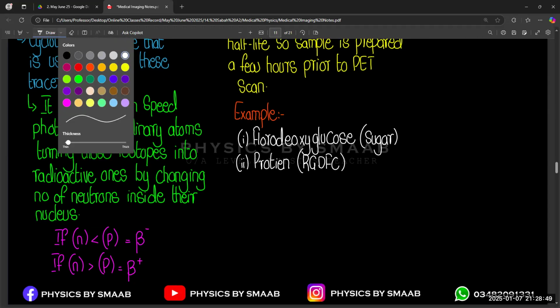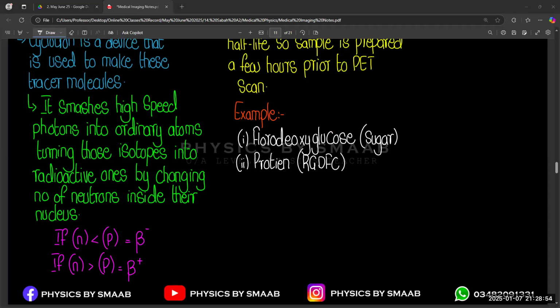Okay, so can I memorize these? What if they ask for marks? No, they will not ask for the exact names in the question because this is just an example. We just need to know how it actually works in general.